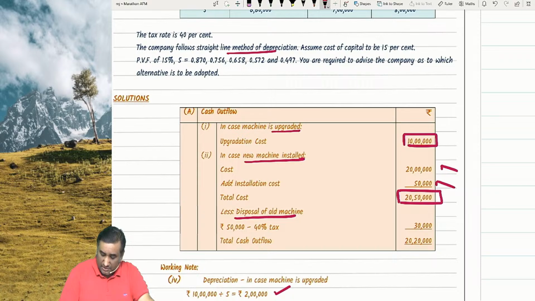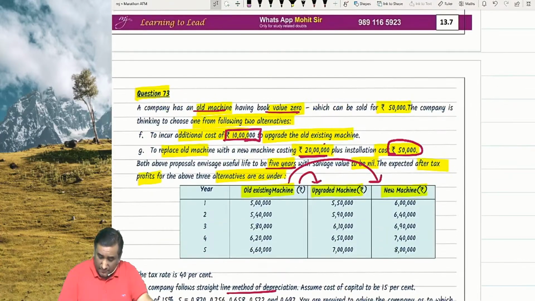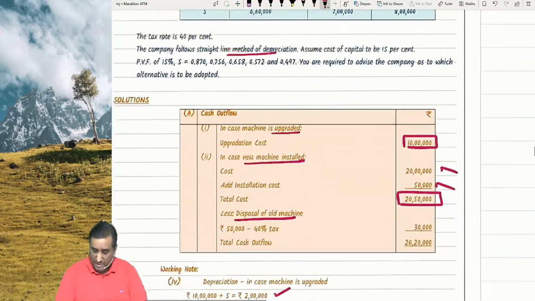Disposal of old machine. Sir, this is happening in which case? Where did he say disposal of old machine? Disposal will take place only when you replace it with the new machine. If you upgrade, then it is not a disposal.